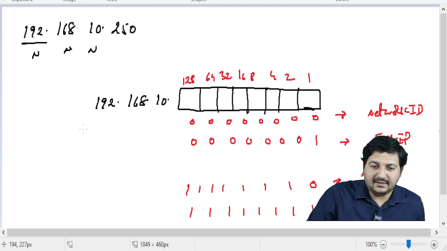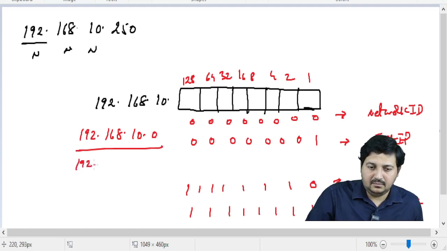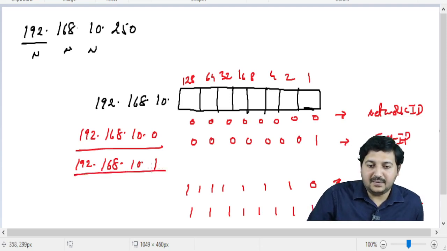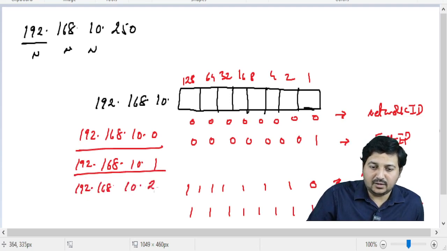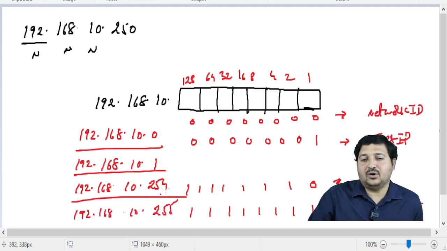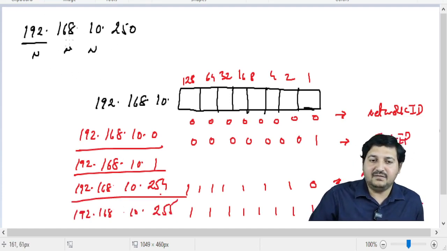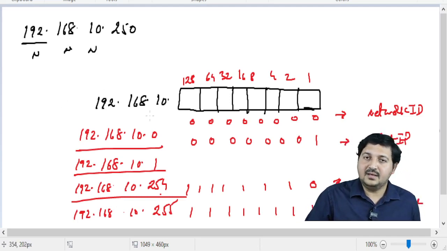Okay, so let me write the IPs here. 192.168.10.0. What is this called? Network ID. 192.168.10.1 is called the first IP address. 192.168.10.254 is my last IP address. 192.168.10.255 is the broadcast. So this is the way how to find the range. So don't be confused about which numbers we can take. Any numbers we can take, that we will discuss later. Why I am taking 192, 168, all these things we will discuss later.